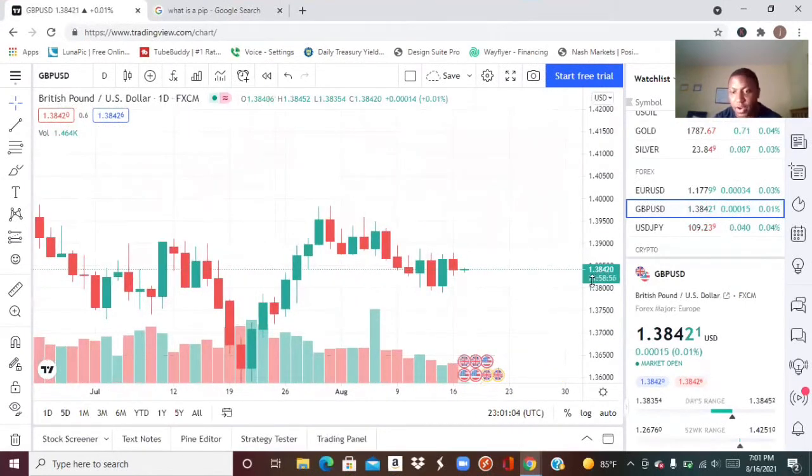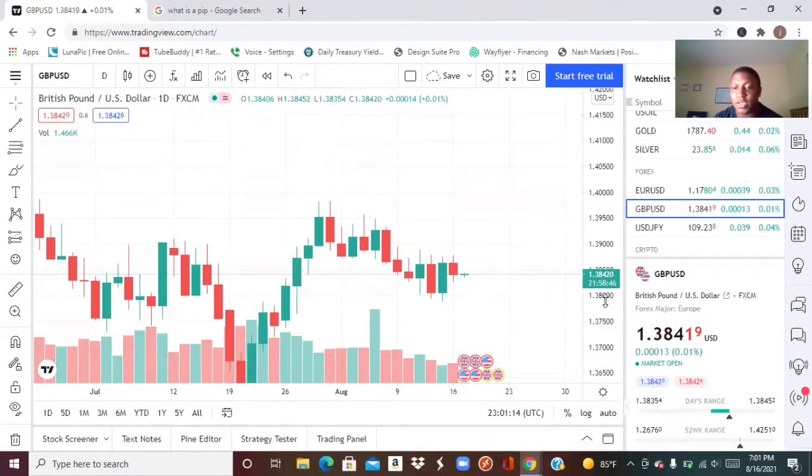This 4th number right here: 1 is the first number. Then you go to the decimal point. The 3 is the second number. The 8 is the third number. The 4 is the 4th number. So that's the pip. So each time it goes, like right now, you see it went from 419 to 418. That means it went down a pip.